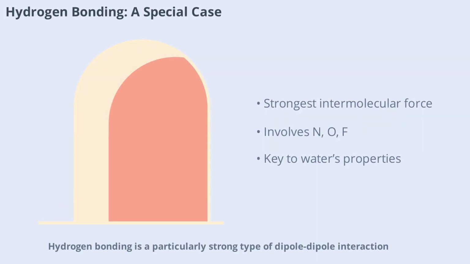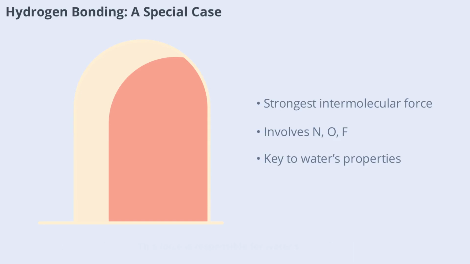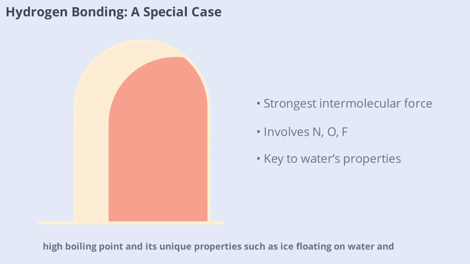Hydrogen bonding is a particularly strong type of dipole-dipole interaction. It occurs when hydrogen is bonded to highly electronegative atoms like nitrogen, oxygen, or fluorine. The hydrogen atom becomes highly positive and is strongly attracted to lone pairs of electrons on nearby electronegative atoms. This force is responsible for water's high boiling point and its unique properties, such as ice floating on water and the ability of water to dissolve many substances.